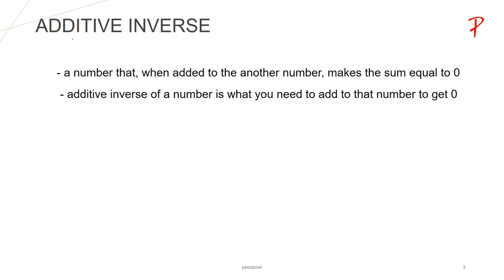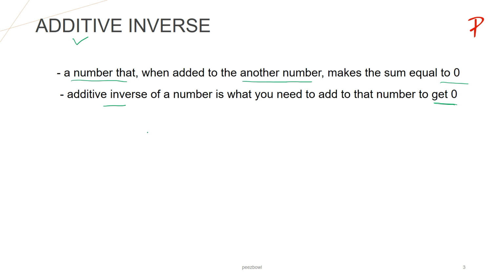Now let us see additive inverse. The additive inverse of a number is a number that when added to the original number makes the sum equal to 0. Okay? In other words, additive inverse of a number is what you need to add to that number to get 0. Let us take a few examples.